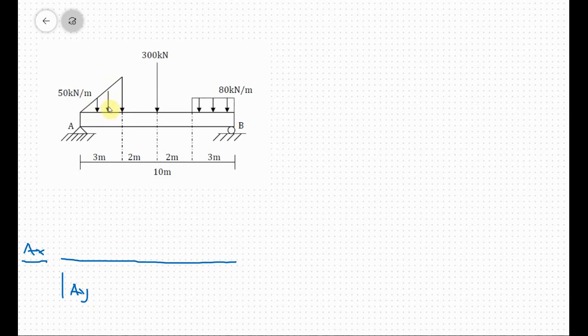And we need to convert this distributed load to a concentrated load. And how do we do that? Think about the triangle like you need to calculate its area. Treat it like an area. The area of a triangle is base times the height over 2. So what we have is 50 kilonewton meters times 3 meters over 2 is equal to 75 kilonewtons. The meters here cancel out. So we have a concentrated load of 75 kilonewtons.